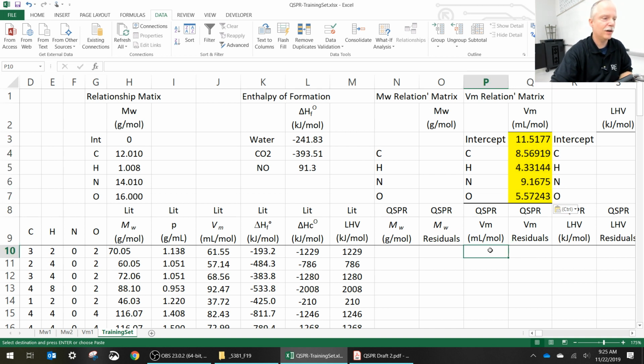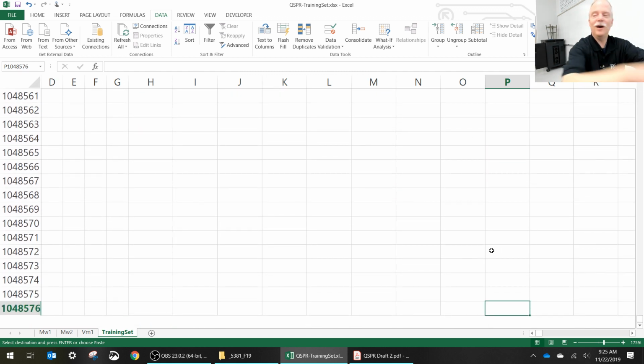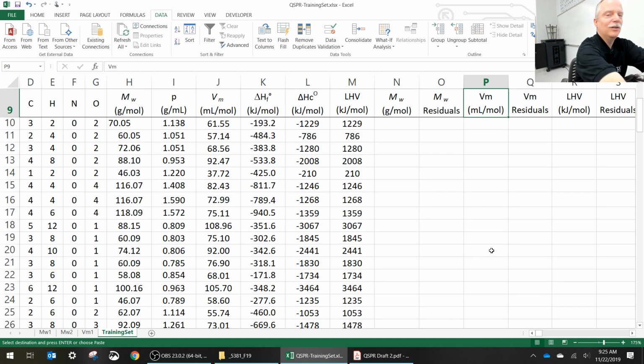And then right here, we're going to do that QSPR. We're going to use our relationship matrix to calculate our molar volumes, and we're going to see how good they are. So somehow I need to select all the way down to the bottom. Here's a weird Excel trick. Bear with me. If I try to use Control down, look at how many rows it goes. It goes down to 1,048,000 and so on. That's a problem. I can't use my Control hotkey if there's no data there. Control goes to the end of the data.